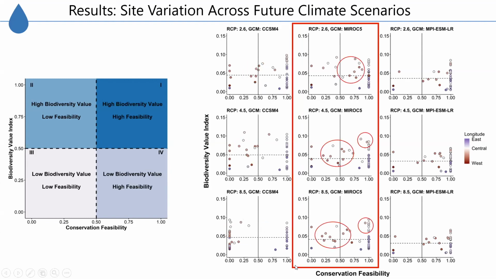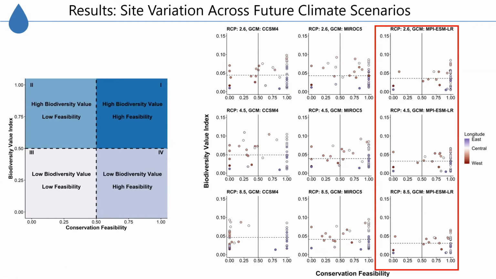and some of those more eastern sites kind of stay wet, I guess, stuck over here. In the MIROC 5 model, there was not too much shifting around in increasing emission scenarios, but some of these sites that were over here definitely shifted to more drier sites. A few of these dry sites shifted to more conservation feasibility. And in the MPI ESM LR model, there wasn't a whole lot of variation. Some of these sites shifted around in this space, but there wasn't a whole lot of variation.